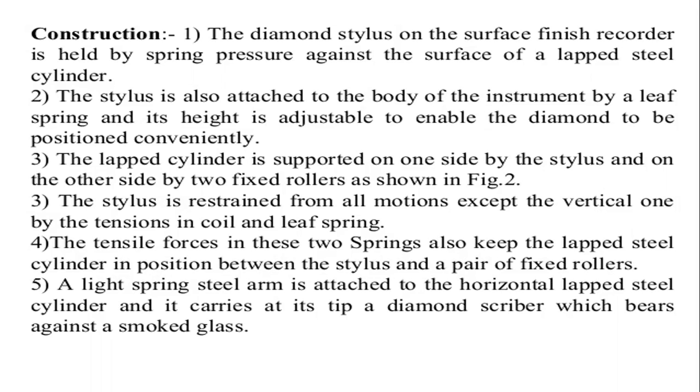Next, the lapped cylinder is supported on one side by the stylus, and on the other side by the two fixed rollers shown in the figure. And this stylus is restrained from all the motions except the vertical one by the tensions in the coil and the leaf spring.